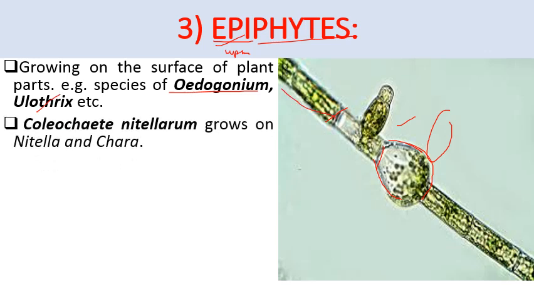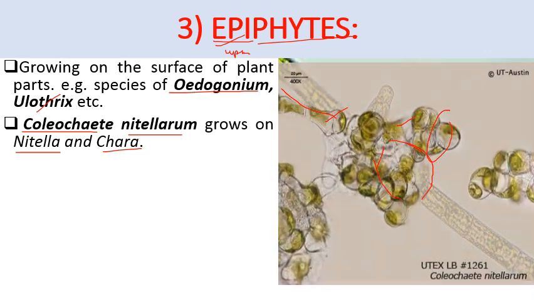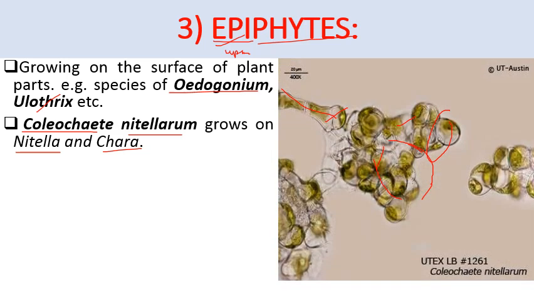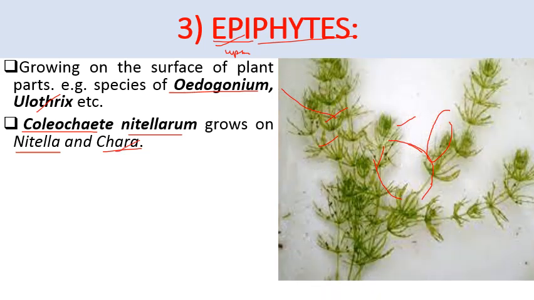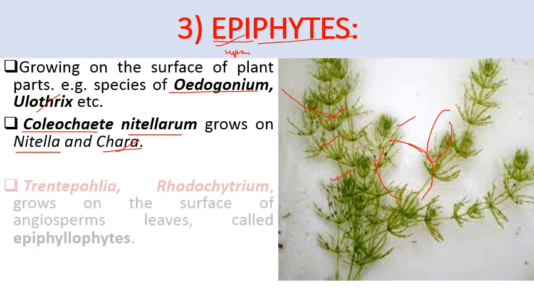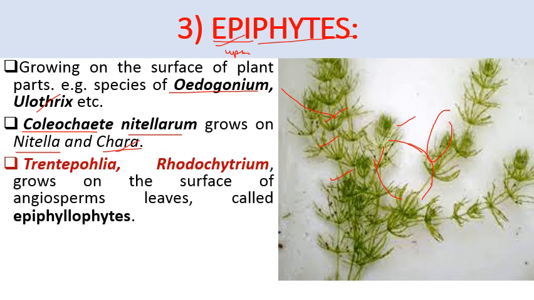Next we have Coleochaete nitellarum. This also grows on algae, that is Nitella and Chara. So this is the Coleochaete nitellarum. It grows on Nitella and Chara. This is the photograph showing Chara. Next we have Trentepohlia and Rhodochytrium.